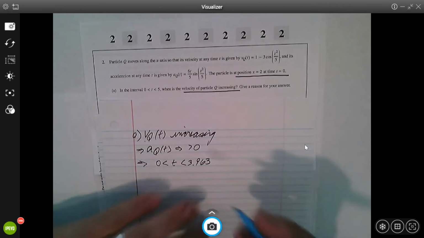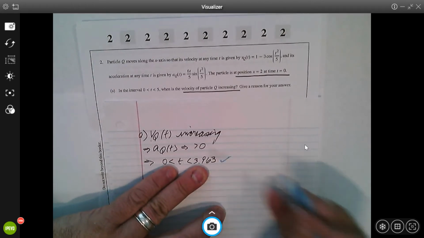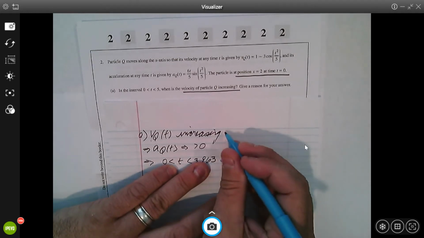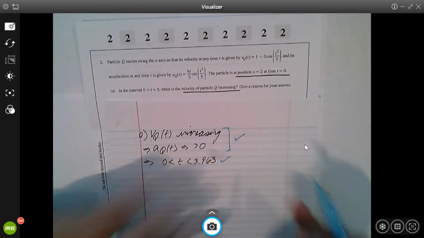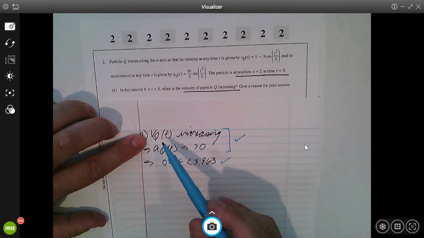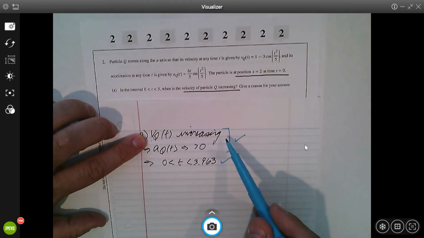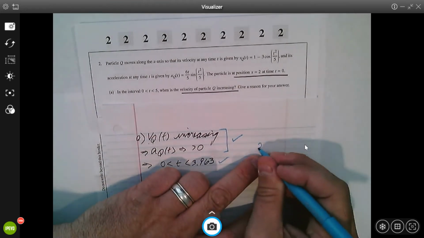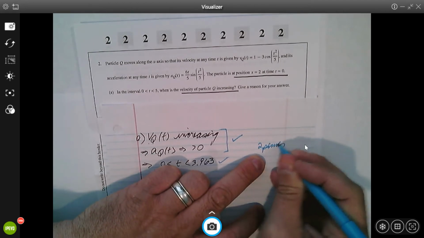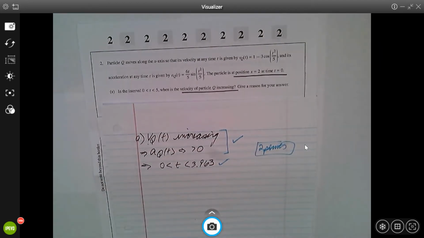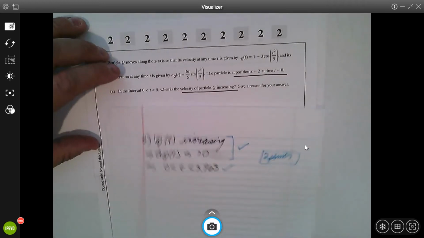So the College Board awarded 2 points here, 1 point for the interval and 1 point for the reason. This up here is the reason, connecting the fact that the velocity is increasing with the acceleration being positive. So part A is 2 points, and I would expect that most calculus students are going to do pretty well and earn both points here. Let's look at part B.